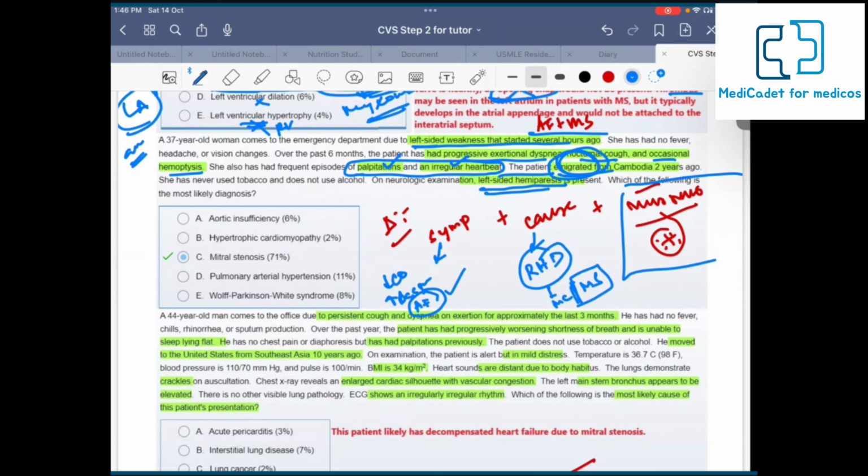So we have AF. Okay, the most common cause of AF in valvular disease is MS, right? Again, it is going to be MS. And one more thing is he is having backward pressure symptoms as well, like exertional dyspnea, nocturnal cough, occasional hemoptysis. But again, it's a vague symptom. But all of these things lead to MS only, right? Even though the murmur is not there, it is more towards MS, right?